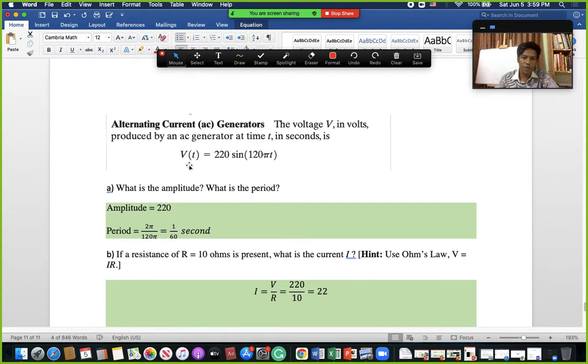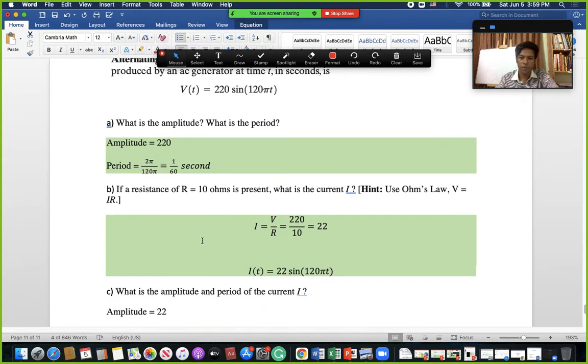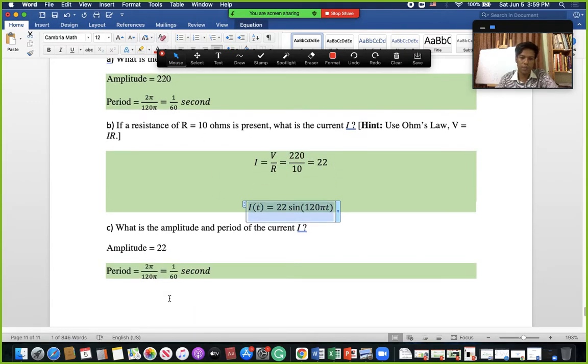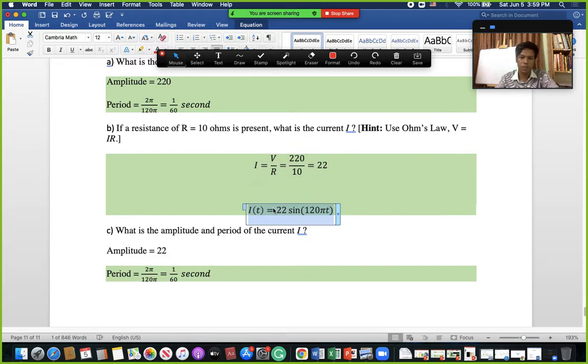This one is about the AC generator. So amplitude is 220 and the period, we use the formula 2 pi divided by omega, 2 pi divided by 120 pi, so we get the period. Then for this formula, I equals P by R, 220 divided by 10, so cancel out, 22. Then we make the function. By the way, this is the answer of B number, but this thing we need to answer the C number. Okay, so this is not the answer of that question.